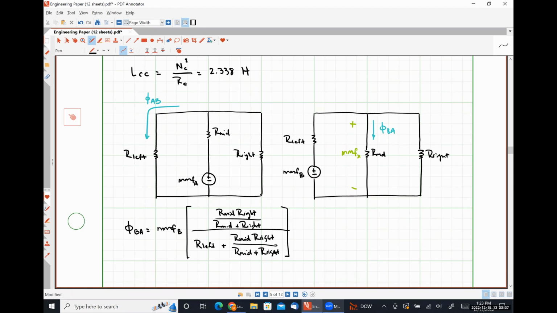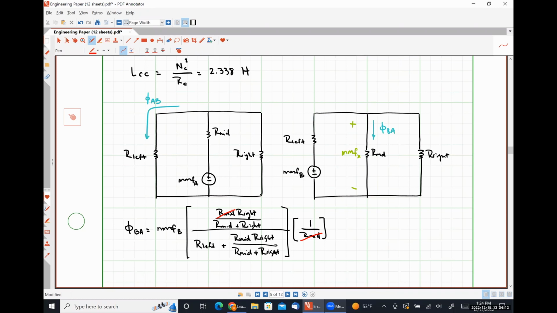So that's my MMF division relationship. That tells me what that MMF X is. And now I'm going to divide by R mid to get just the flux. Dividing by R mid is the same as multiplying by 1 over R mid, like so. Now I'm just going to do some simplifications, right? So this R mid and this R mid cancel each other out. Anybody have a problem with that?